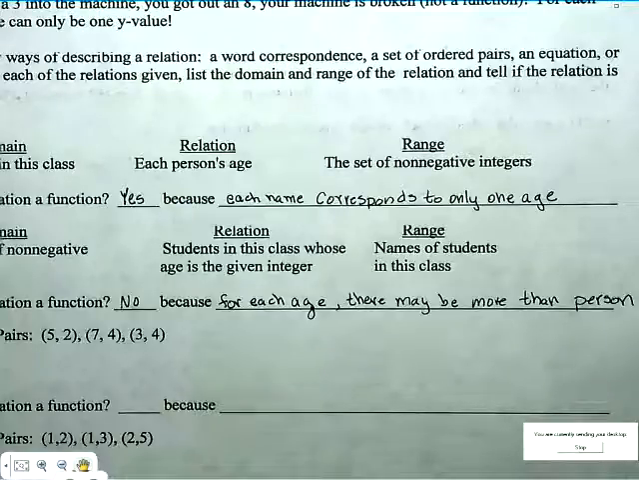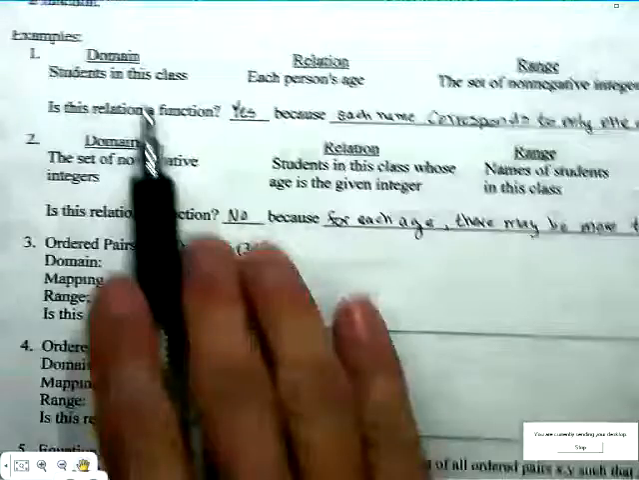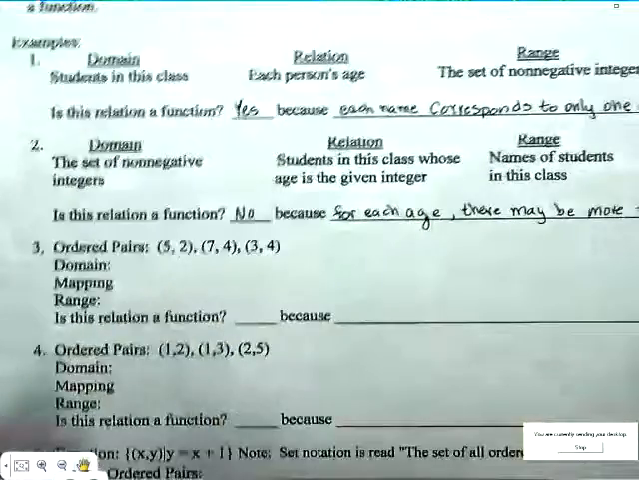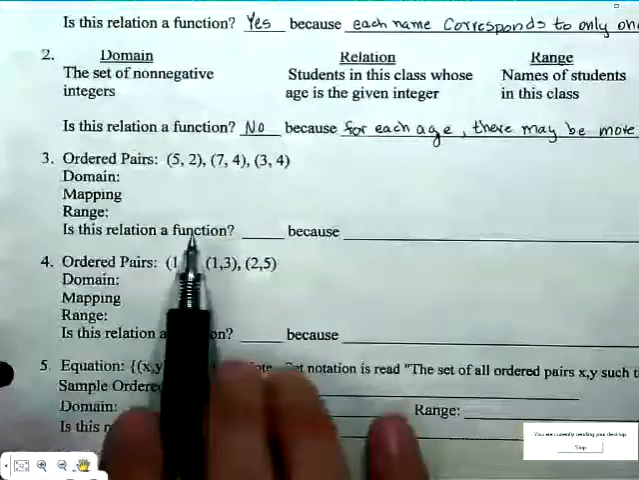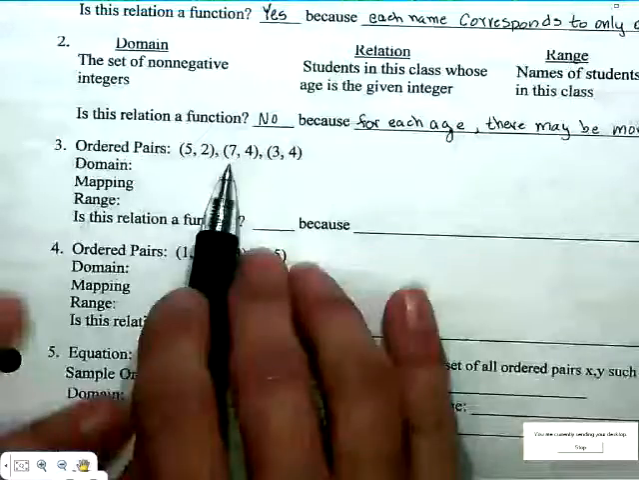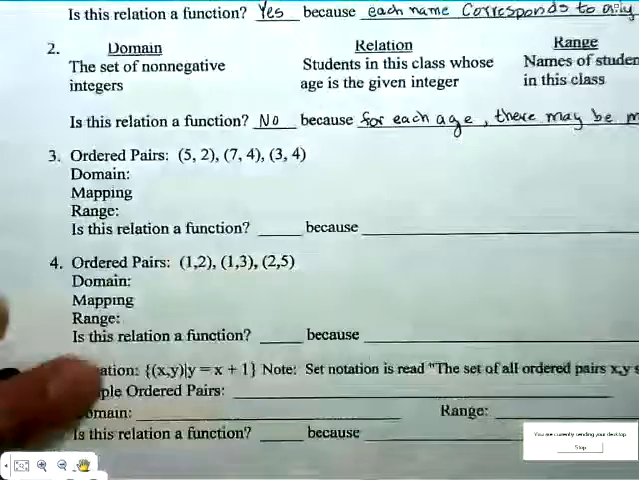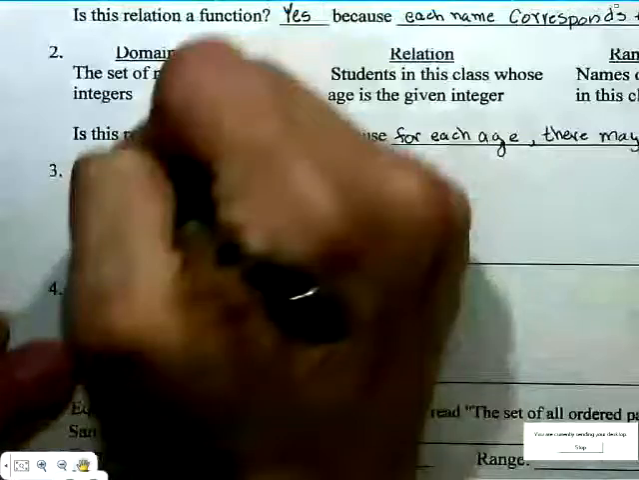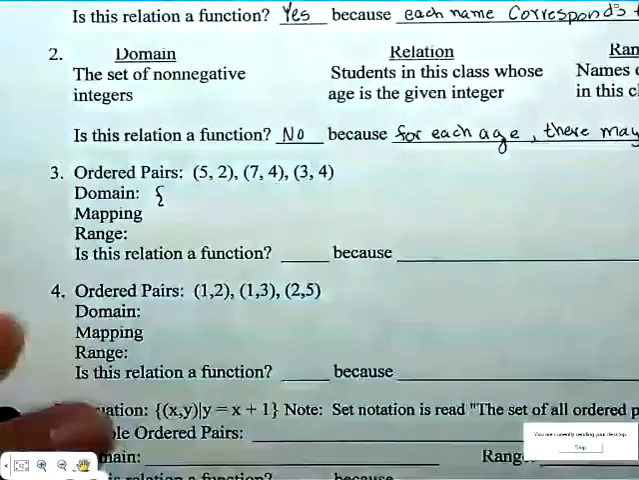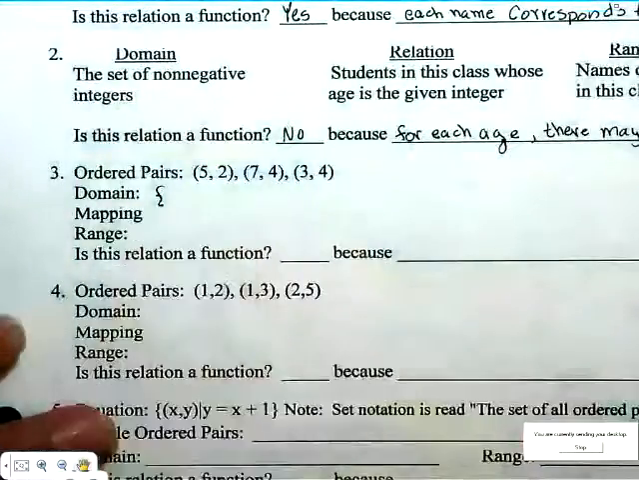All right. That was a couple of examples that were given to you as word correspondences. The next couple of examples are given to you as ordered pairs. Now, when I give you an ordered pair and ask you for the domain, that refers to which variable? The x's. So you just list the x's. And usually you write them in braces. I think in homework they'll probably have the braces for you. But the domain of those 3 ordered pairs is 5, 7, and 3.